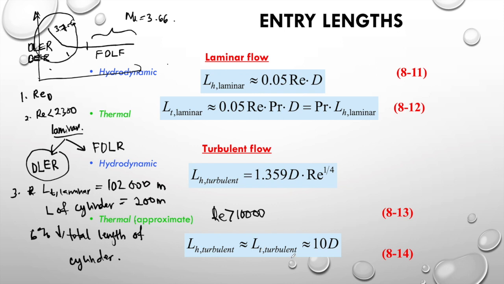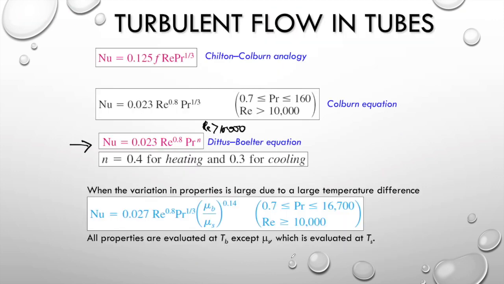Then compare with your length of the cylinder. If it is too small, then you may assume that the whole length of your cylinder is fully developed turbulent flow. Then you may use the Nusselt number equal to 0.023 Reynolds number to the power of 0.8 Prandtl number to the power of n. And n here depends on whether it is a heating process or a cooling process. I already explained the heating and cooling process in my previous video.